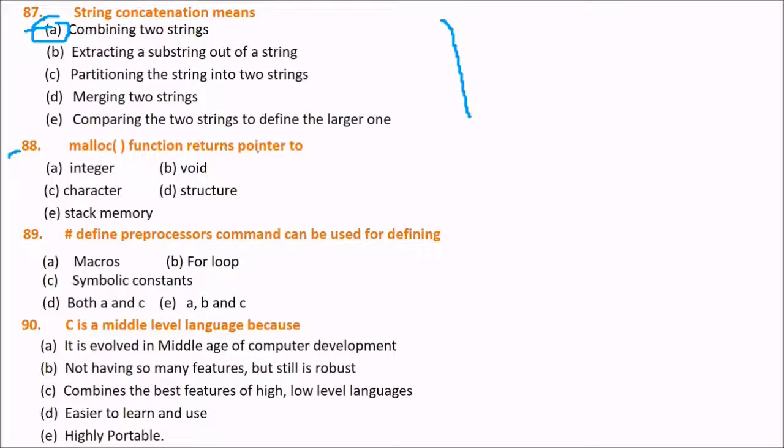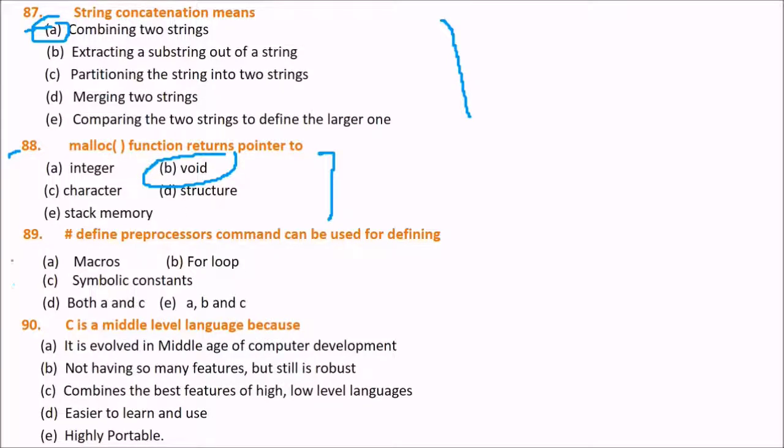Next is, malloc function returns pointer to what? These are options for you. What does the malloc function return? The answer is void. Malloc function always returns void. You have to cast it purposefully so that it may return a pointer to integer or character or any other data type.